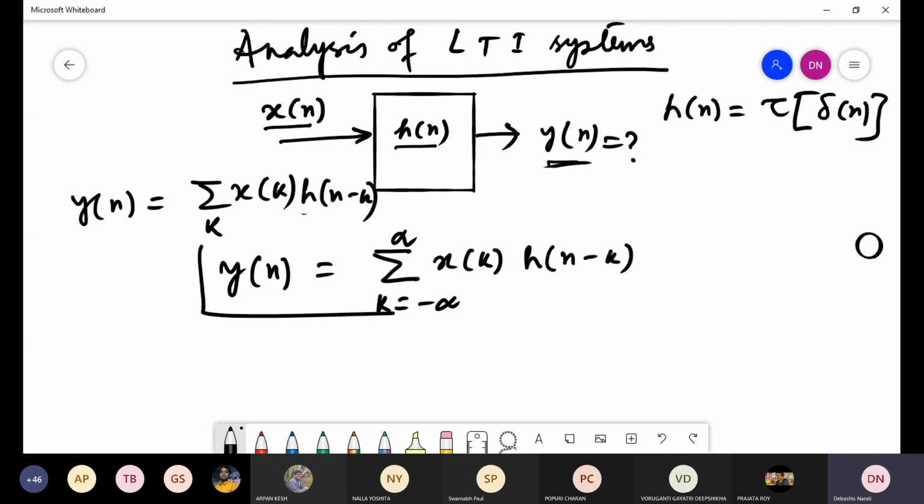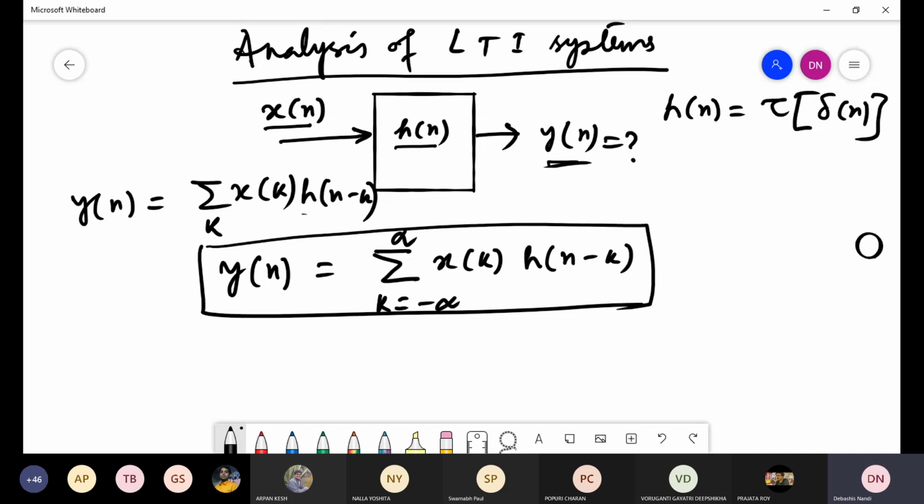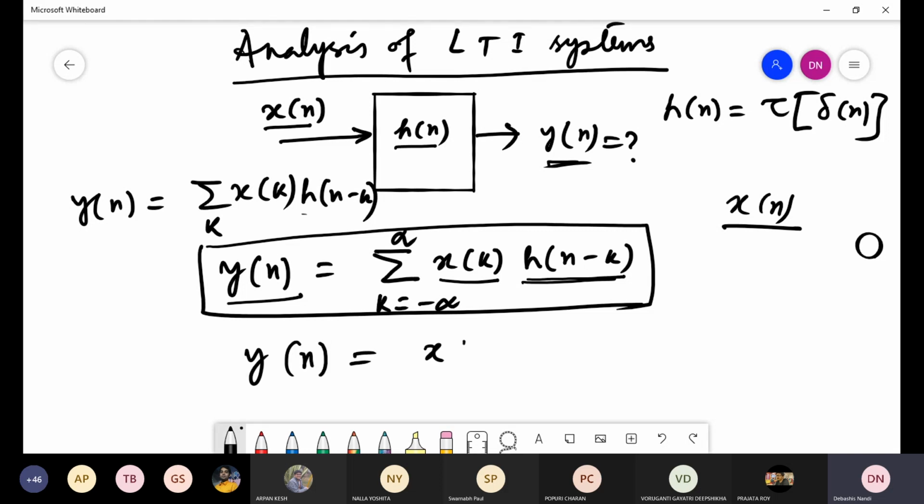This is the relationship between input and output of a system. For a linear time invariant system, h n will be given to you. If you know h n and x n, then you know x k. So you perform this multiplication and add all these terms, and you will get the output y n. This summation is sometimes called the convolution summation. So I will write this as x n convolution h n.